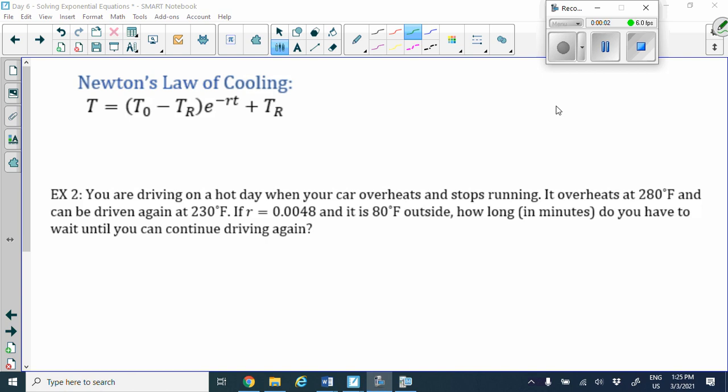Okay guys, so here is part 3 of the day 6 notes. We are once again solving exponential equations. Okay, so here we have Newton's law of cooling.